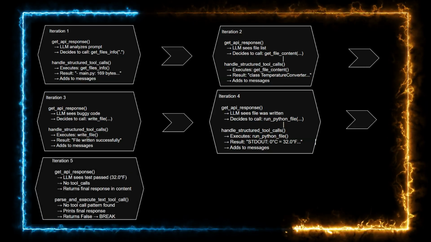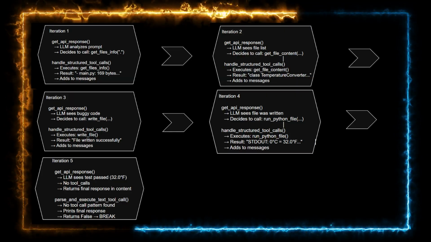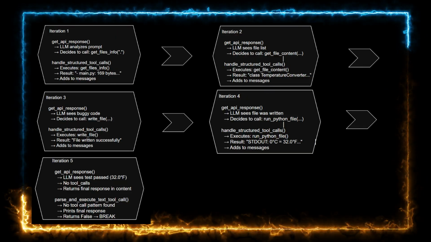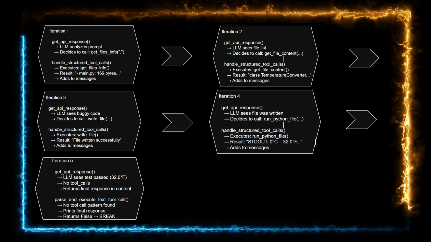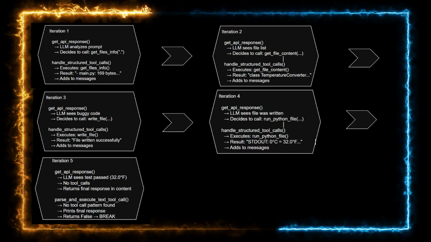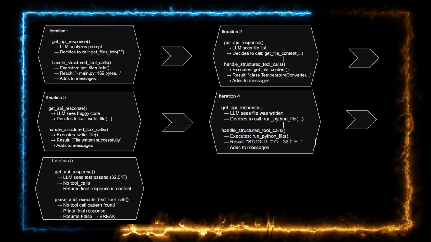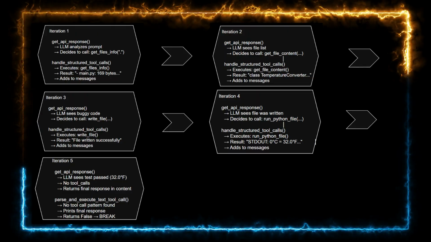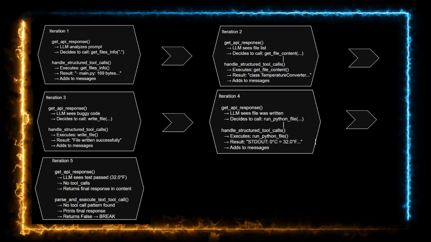And on the fifth and final iteration, the LLM sees the test output from iteration 4, confirms the bug is fixed, and returns a final response with no tool calls. Next, the parse and execute tool call function processes the response, checks the tool call patterns, finds none, prints the final response, and returns false. The main loop receives false, breaks out of the while true loop, and the agent stops. The bug is fixed and verified.